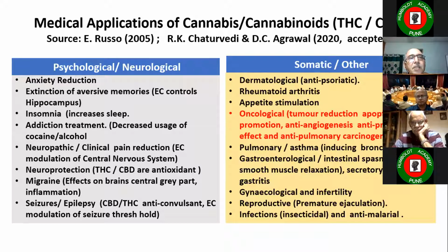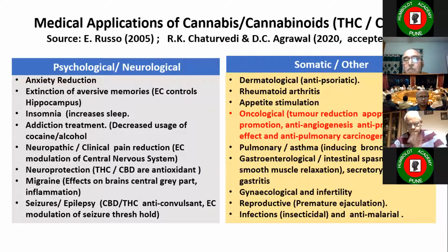Similarly, addiction treatment. Many people have used this for addiction removal, such as cocaine or alcohol. Alcohol is also a psychotropic material, by the way. It is also used for neuropathic pain, and it reduces the pain. It's the best natural painkiller known so far. Then neuroprotection, because it is a very high antioxidant. Amazingly, it controls and cures migraine.